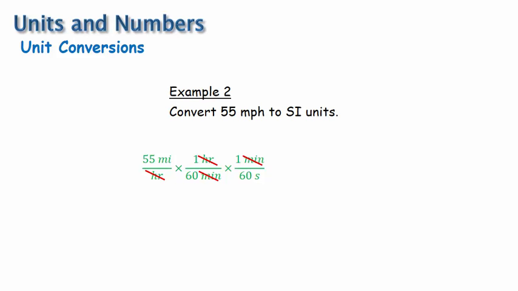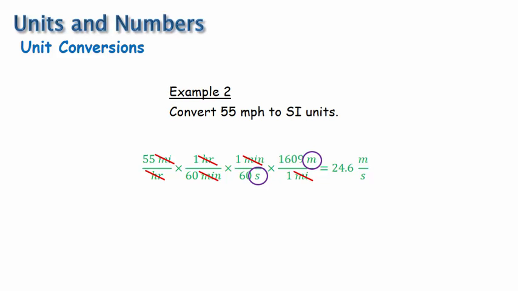And now, by the way, we can see from the work here that there are 60 times 60, or 3,600 seconds in an hour, which is a useful conversion to know in our class. Now let's convert the miles to meters using the same conversion we used in the first example. And so we're left with meters and seconds as we wanted. And then multiply it out, and we get our final answer of 24.6 meters per second.